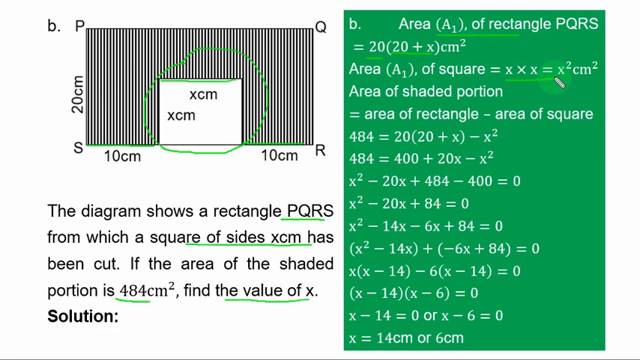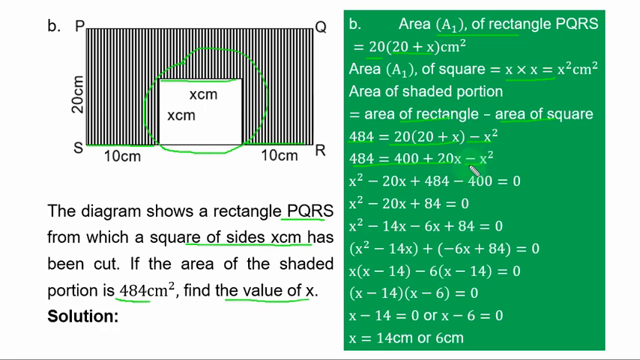Area of shaded portion is area of rectangle minus area of square, and that area is given as 484, equal to area of rectangle minus area of square. If you open the bracket, you have 484 equal to 400 plus 20s minus s squared. S squared simply reveals that we may likely have a quadratic equation.